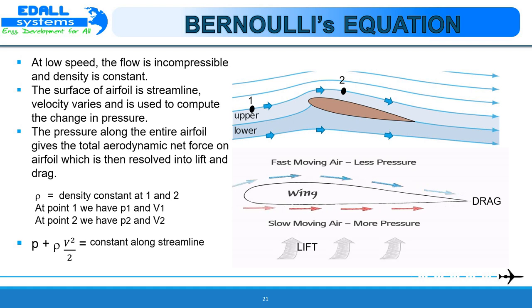This integration depends on whether the flow is compressible or incompressible. Euler's equation holds good for both. For compressible flow, rho is a variable, and for incompressible flow, rho is constant. When we consider incompressible flow, we get a constant rho. So we get P plus rho v square by 2.